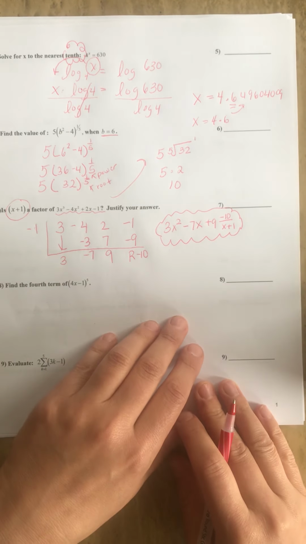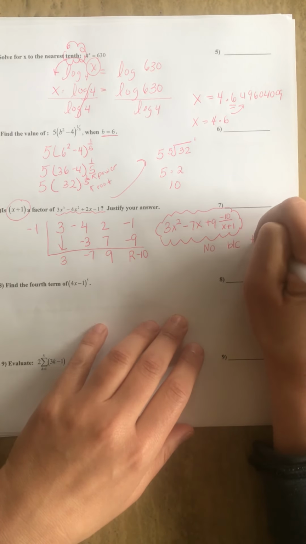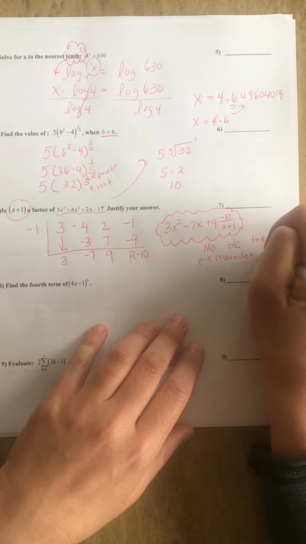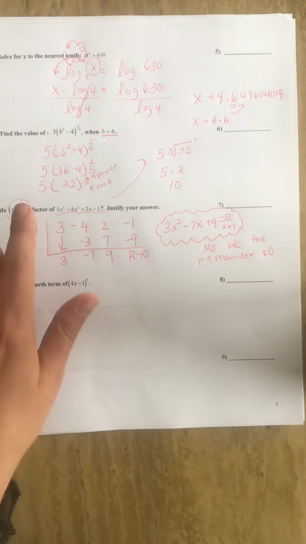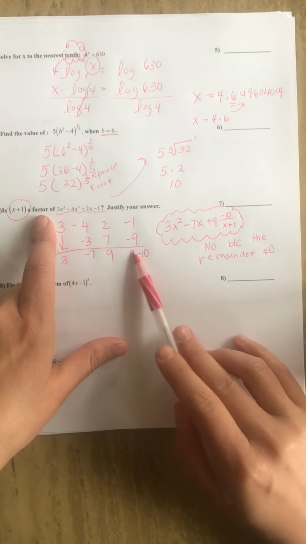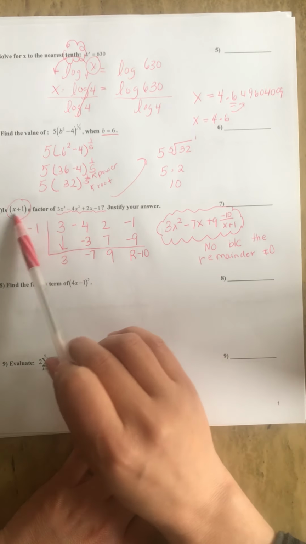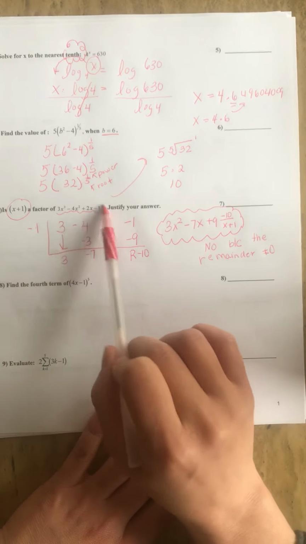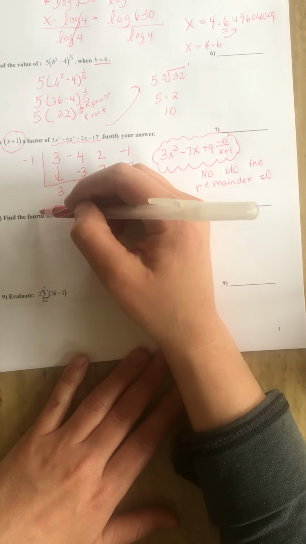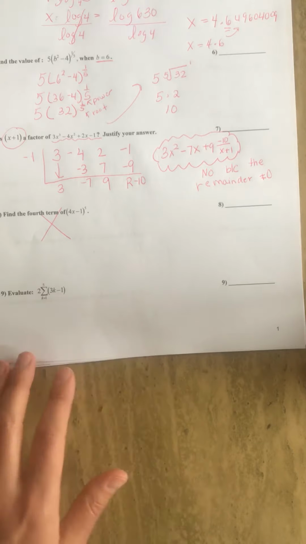So you should realize that no, because the remainder does not equal 0. So is this a factor? No. If this was a remainder of 0, then it would be a factor. If it's not, it's not. That means if you were to take and multiply this times this right here, you would not get this, obviously, because you have that remainder. Okay, this one right here, find the 4th term. Again, this is series and sequencing. You can go ahead and cross that one off.